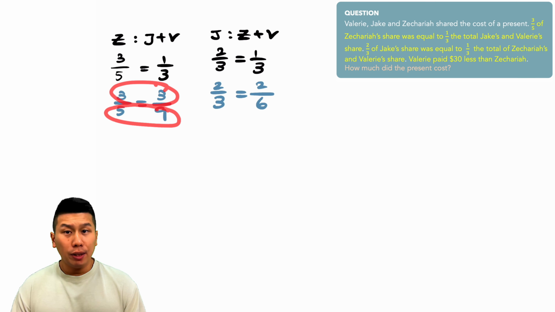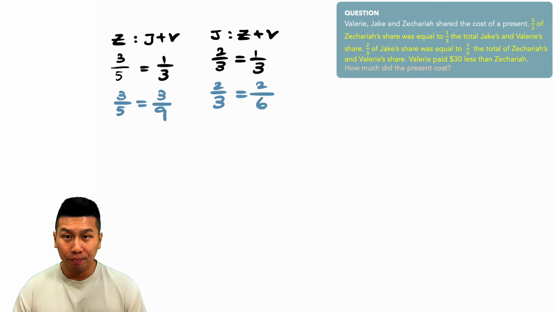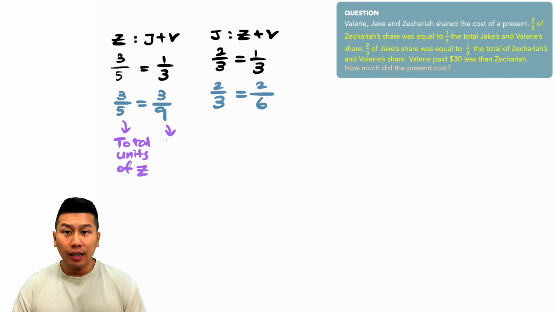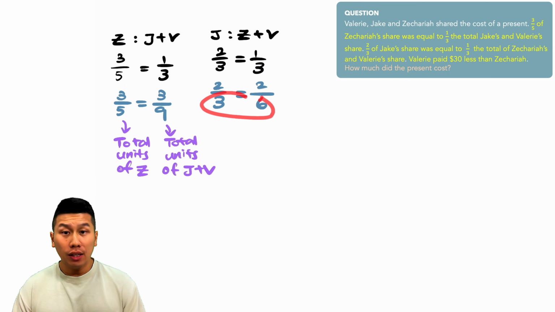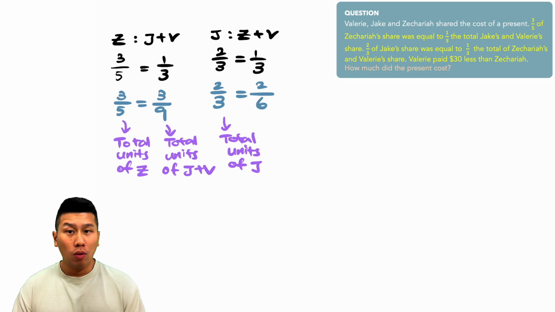so understanding each of these parts is very essential for us to apply the change of numerator method. So for this over here is the total units representing Zechariah's share of the cost. And here, this 9 represents the total units of Jake and Valerie's combined share. So these 3 and 6 over here, the 3 signifies the total units for Jake, while this 6 over here represents Zechariah's and Valerie's combined share.